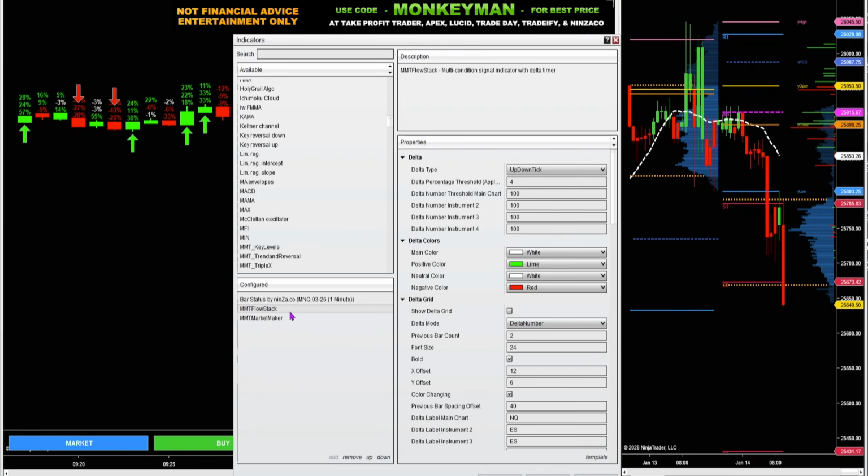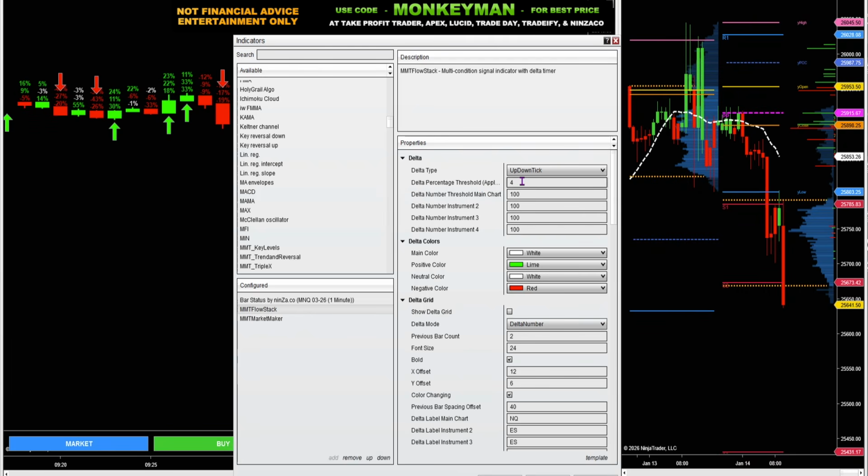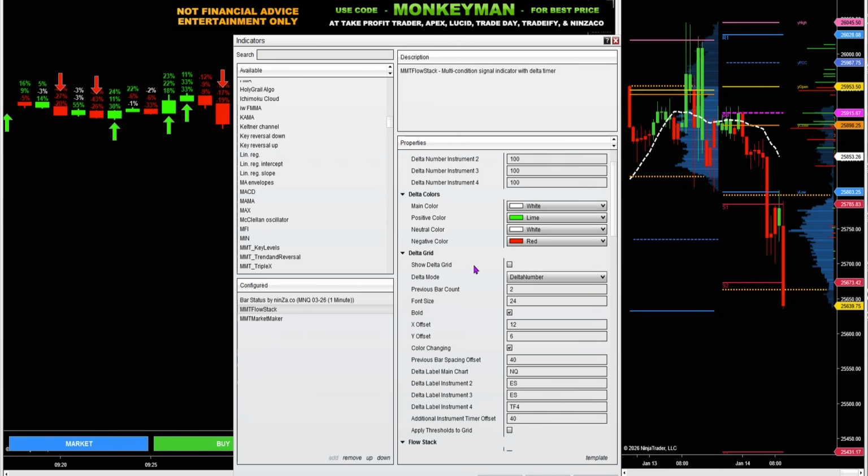So let me show you the settings on the MMT Flowstack here. In the delta section, I've got the delta percentage threshold. This applies to all instruments. So 4% is my percentage threshold. Right now I have the delta grid turned off. That's the delta grid up in the right corner. You can choose between the raw delta number or the delta percentage.